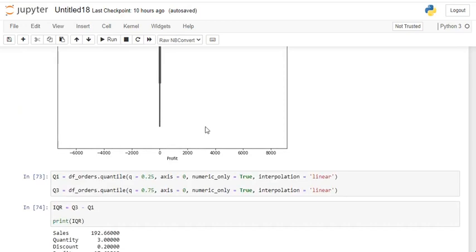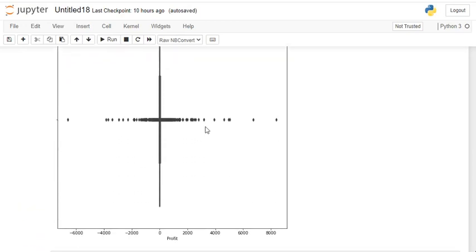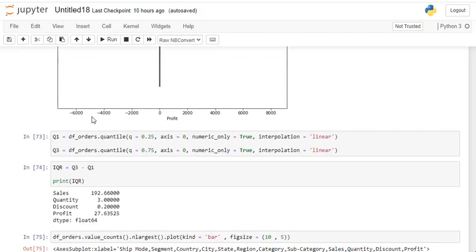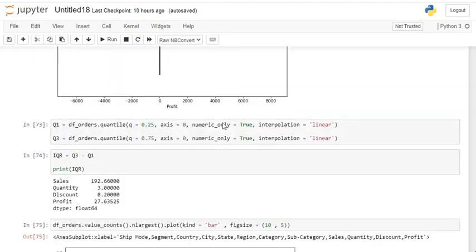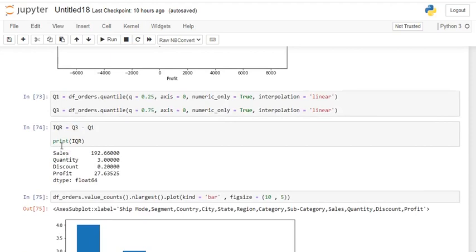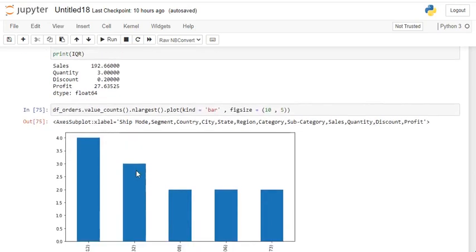Here Q3 minus Q1. Q1 means first quartile, and Q3 means third quartile, meaning 25% of the data and 75% of the data. Like so, the profit is 27.63.